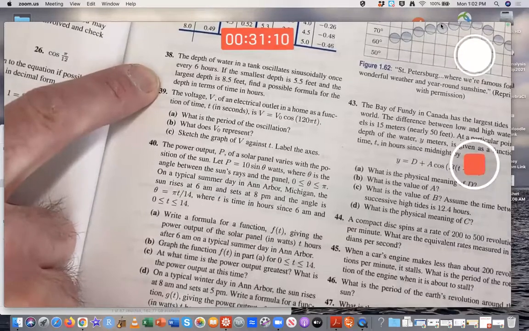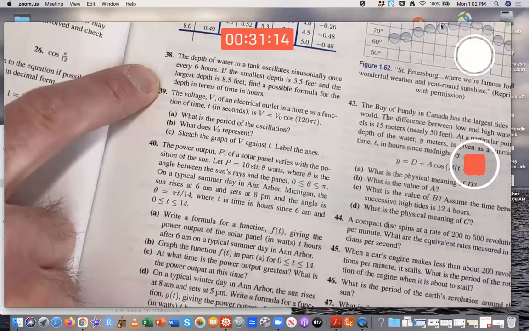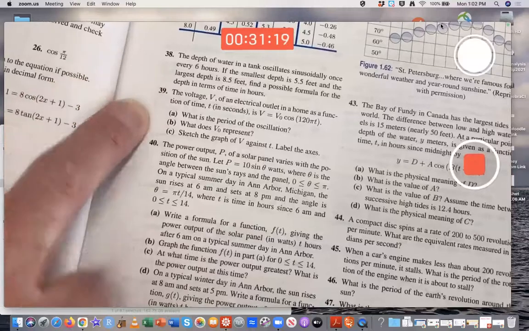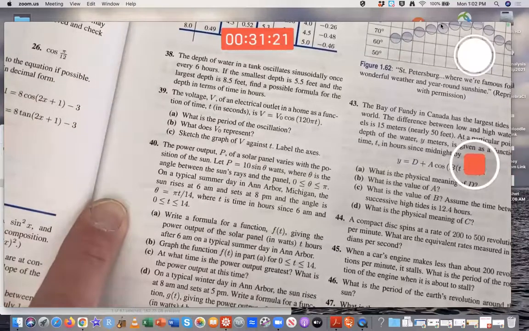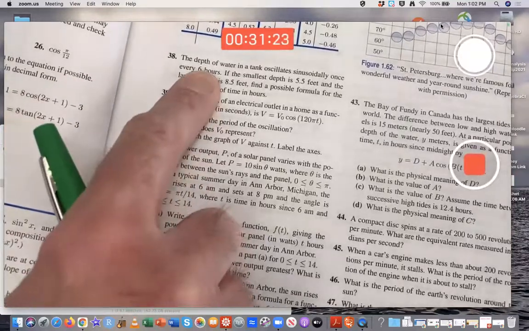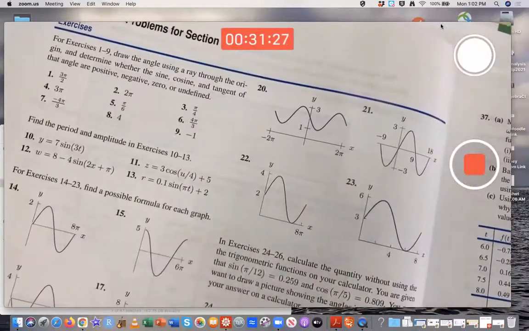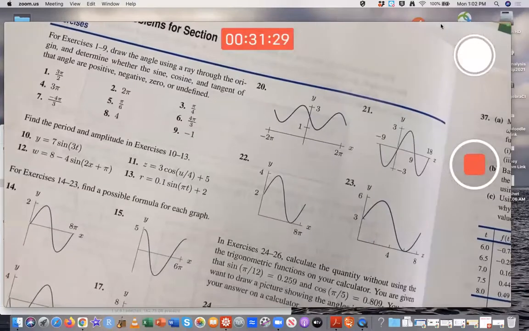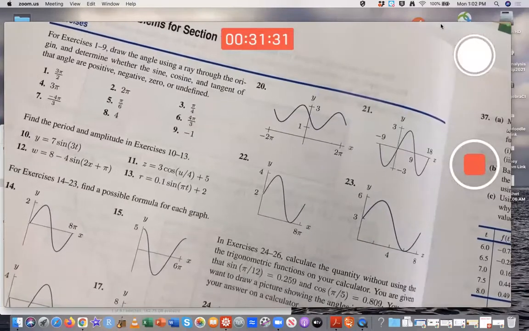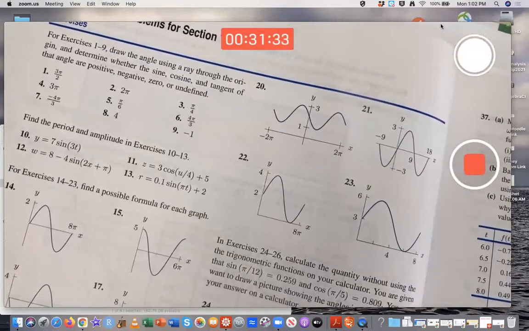When you see that phrase, oscillates sinusoidally, the first thing you should think of in your mind is, oh, that means the graph of the depth versus time in this case must have this kind of oscillating shape. That's what it means to oscillate sinusoidally. It doesn't mean you use the sine function. Maybe the cosine function is more convenient, but it is a sinusoid.